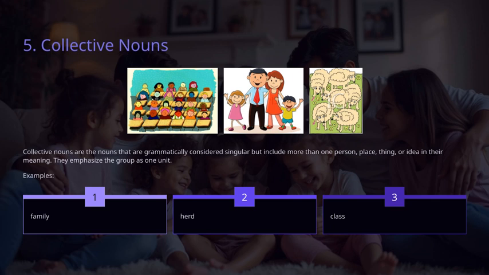Other examples include class, which can mean the entire group of students, and team, which is a single unit made up of multiple members. Recognizing these helps us understand how to use verbs correctly and how to think about groups in a sentence. So remember, collective nouns emphasize the unity of the group, even though they include multiple members. This concept ties into our overall theme of understanding how nouns function in different contexts.